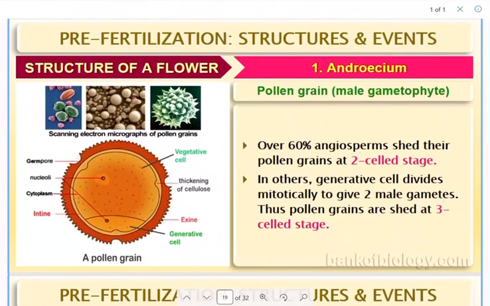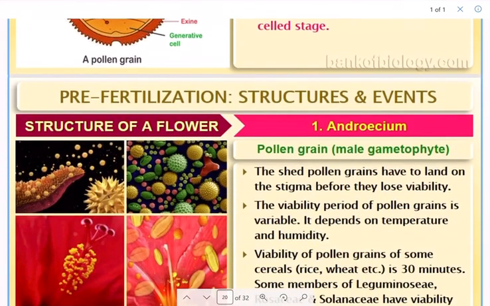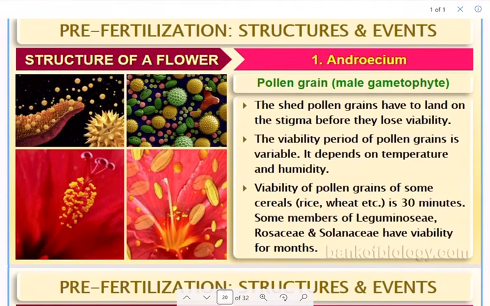Over 60% of angiosperms shed their pollen grains at the two-celled stage. But in others, the generative cell further divides mitotically to give two male gametes, male gamete 1, male gamete 2. Thus pollen grains are shed at the three-celled stage. That means one vegetative cell and two male gametes. At that stage it gets shed.